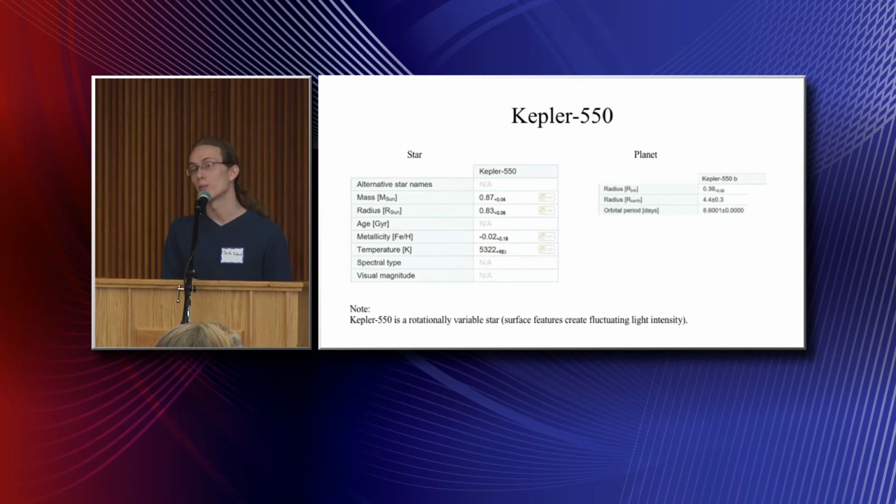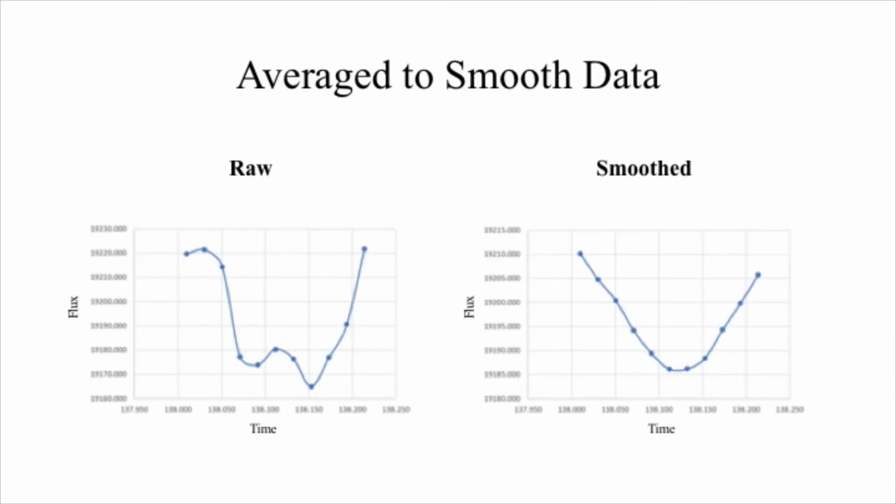The star was also a rotationally variable star, which means that surface features caused a lot of noise in the data, lots of variations in the light intensity just because of the star itself. These images I've provided here are from during a transit. The image on the left is our raw data, showing that the variable nature of our star was creating a lot of flux within the transits.